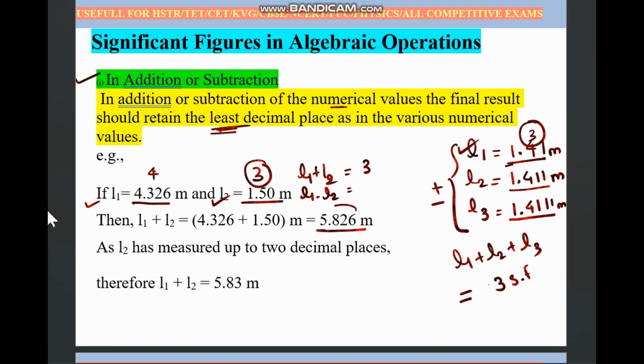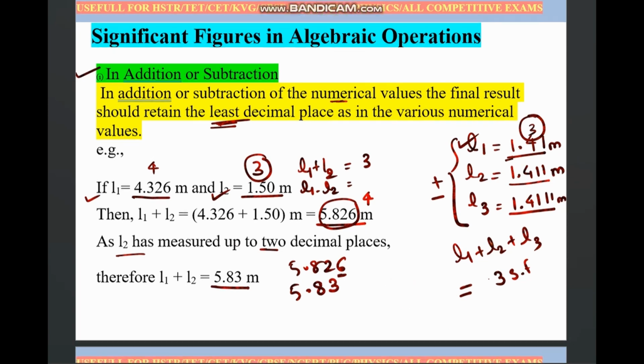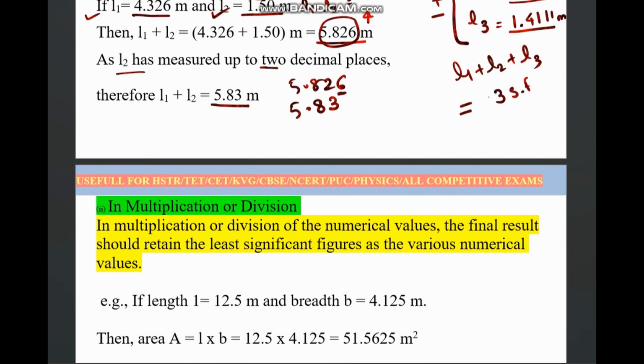5.826 meter. But this is with 4 significant figures. Now L2 has been measured up to 2 decimal places. So L1 plus L2, 5.826, is rounded off to 5.83. Why is this 3? Because 6 is more than 5, so 2 is converted to 3. So the rounded off number is 5.83 meter. This is the rule for addition or subtraction.